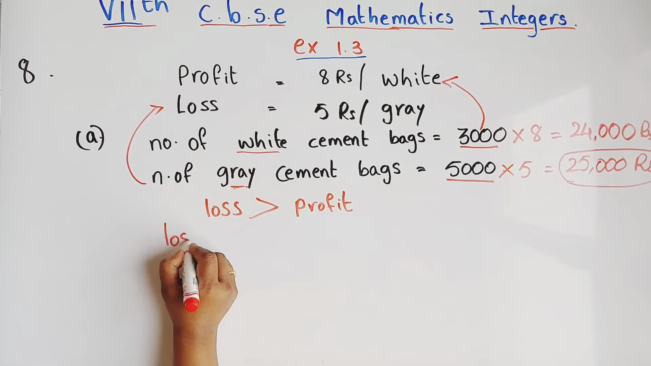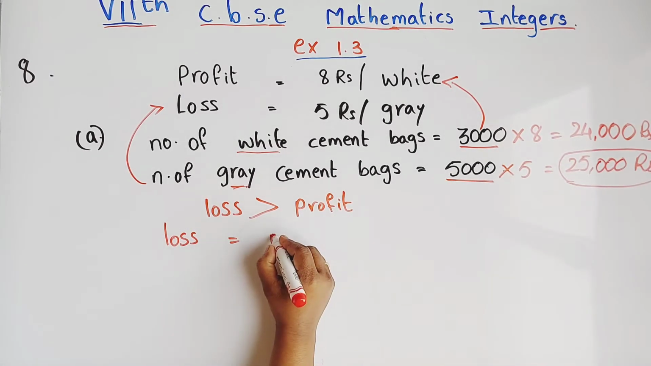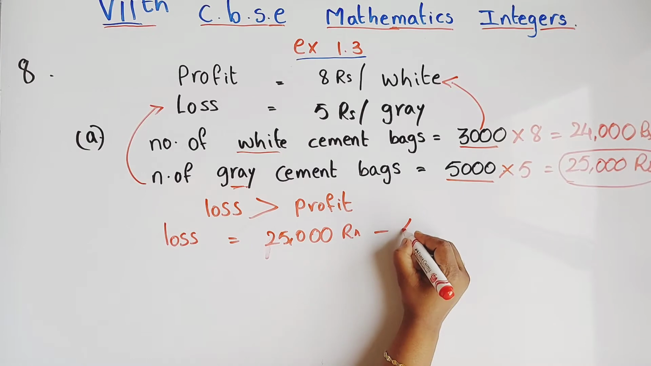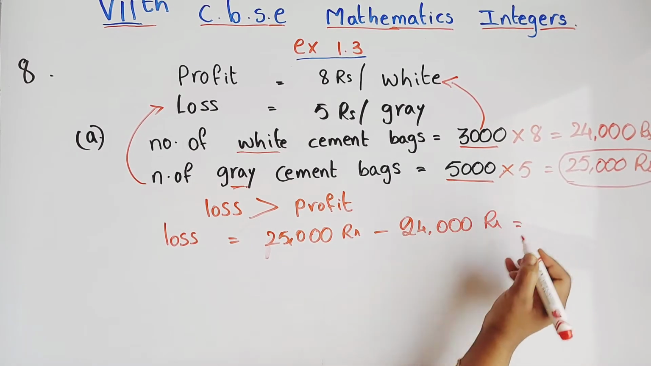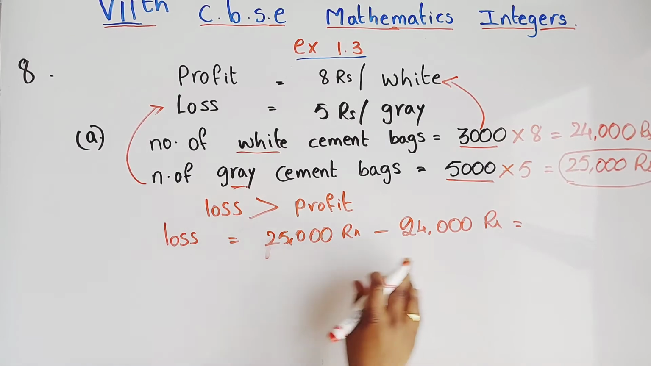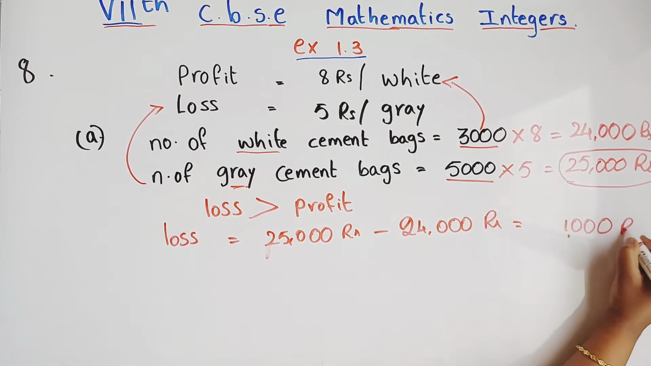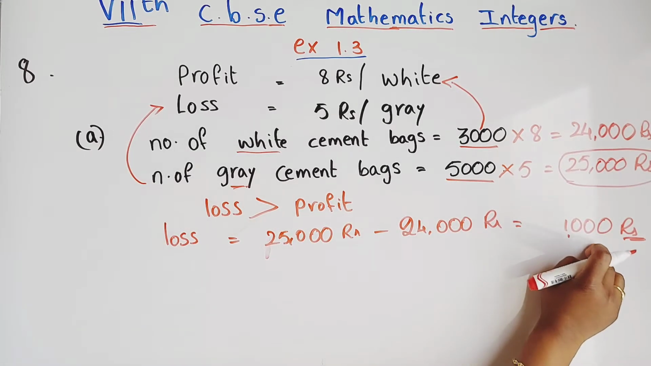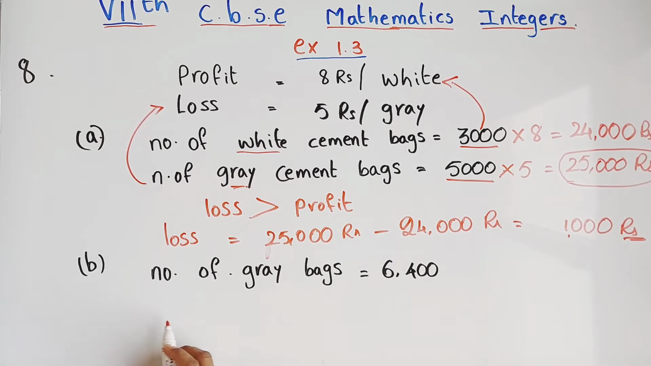How do we find loss? Equal to 25,000 rupees minus 24,000 rupees. How much is it? 25 minus 24? 1,000 rupees. So, how much loss are they getting? It is 1,000 rupees loss. Clear, children? In the same question, they are asking question B.